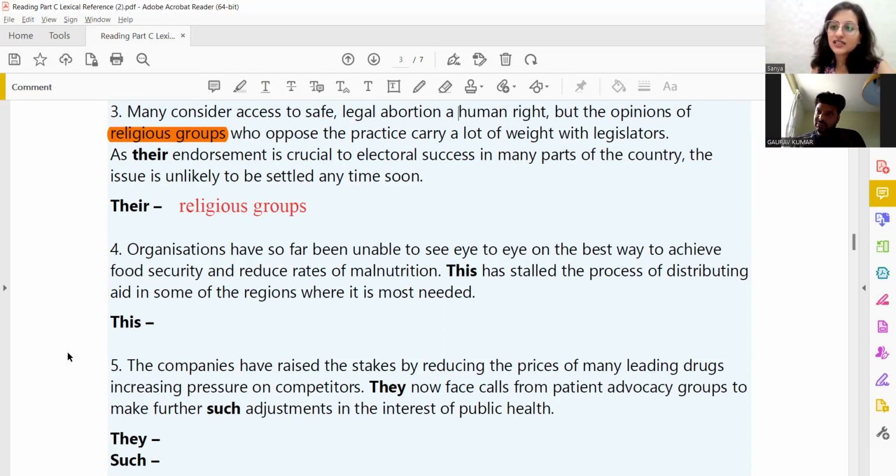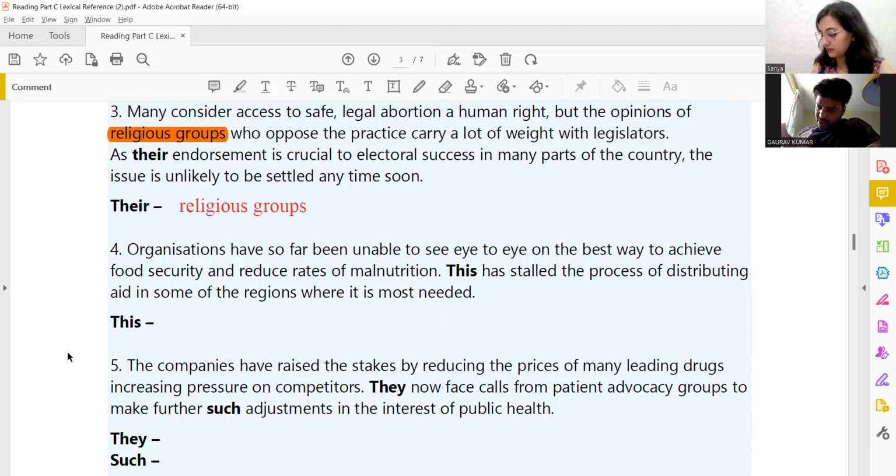So stalled actually means the process to distribute has been delayed or kind of stopped. So something negative has happened that has stalled the process of distributing. Now think about that. Something wrong has happened. So what's mentioned in the previous line that could be referring to that?